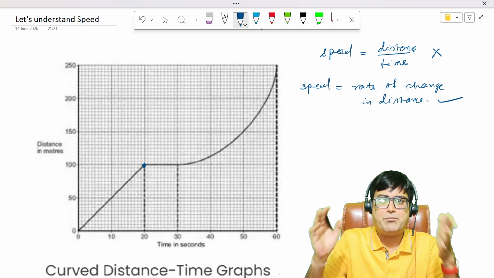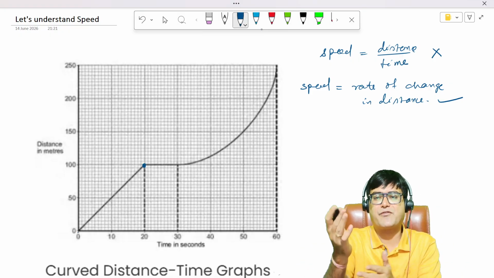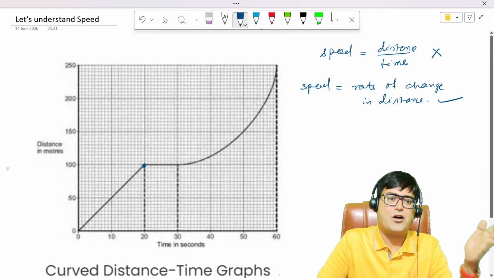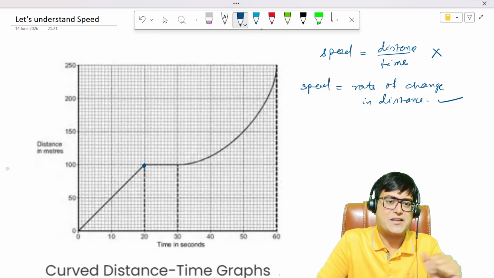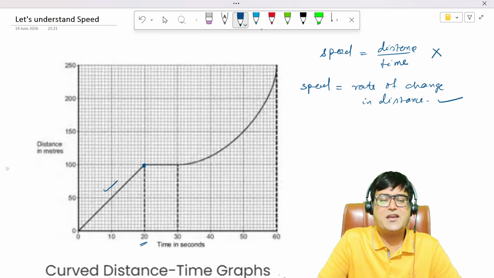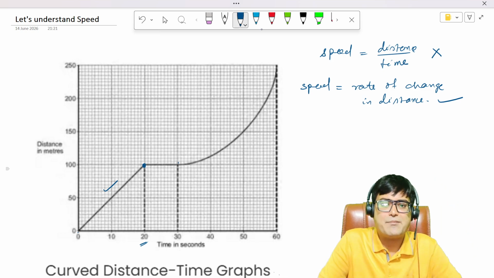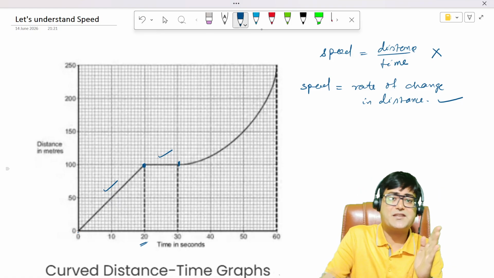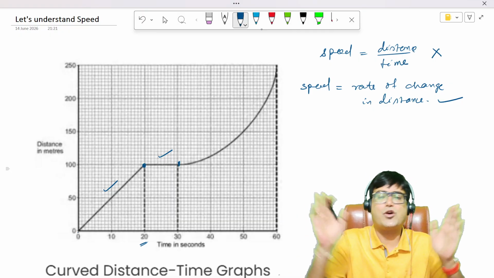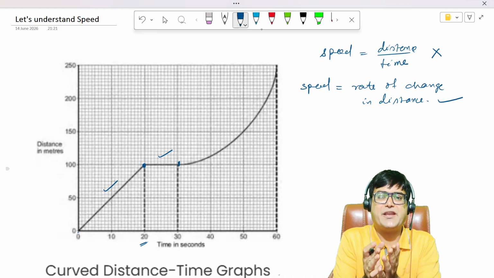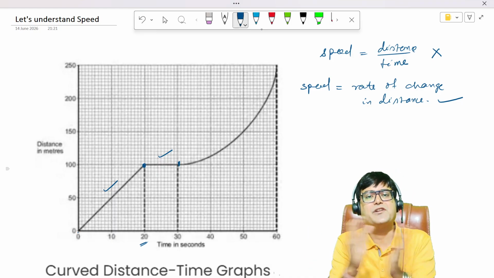But what does that actually mean? Let's understand the meaning of speed from the given definition using the graph that we have. You can see that it's a graph of distance in meters over time in seconds. The distance changes linearly till the 20th second, a linear graph. Then another linear graph, but this line is flat, parallel to the time axis from 28th to 30th second. However, beyond 30 seconds, from the 30th second to the 60th second, the graph is non-linear. So let's understand how we can find speed in all these three different sections.